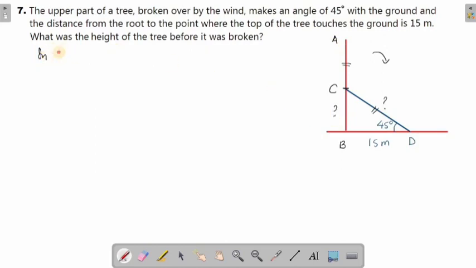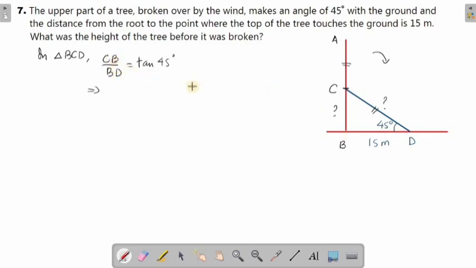So in triangle BCD, this is the given angle. Opposite to this is my perpendicular, and the base is given. So perpendicular by base, that is CB by BD, is nothing but tan 45 degree. It's pretty simple. Okay, now what is the perpendicular? It's CB, not CD. Yeah, so CB by BD it is.